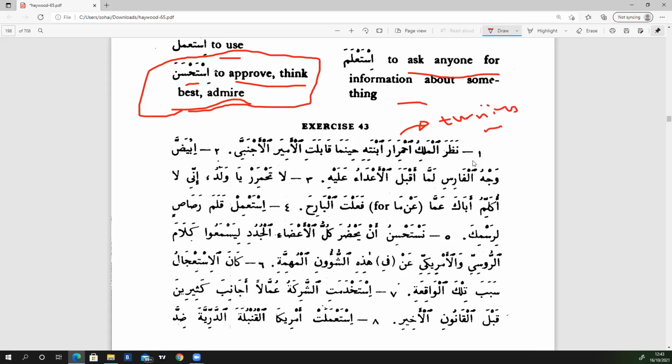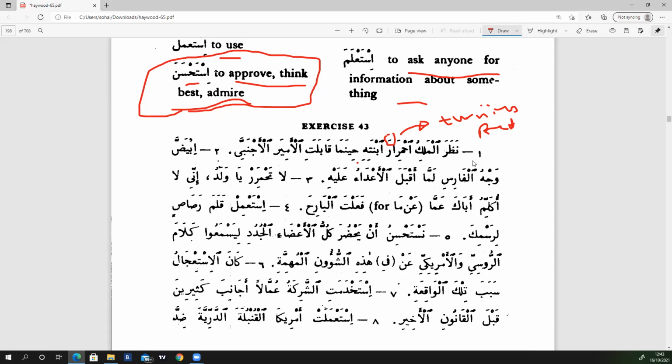So literally, it would mean the king saw, and the reason it has one fatha is that it shows that it's the mudaf. Ibnatihi is mudaf ilayhi. Why does ibnati have a kasra? Because it's mudaf ilayhi. So the king saw or looked at the turning red of his daughter. So he saw his daughter turning red.